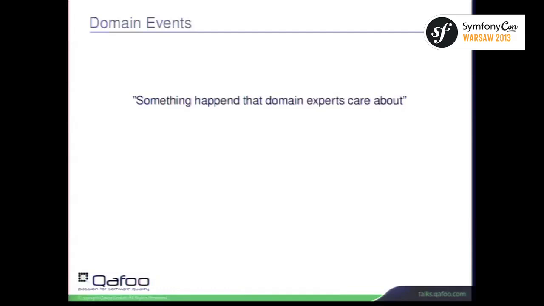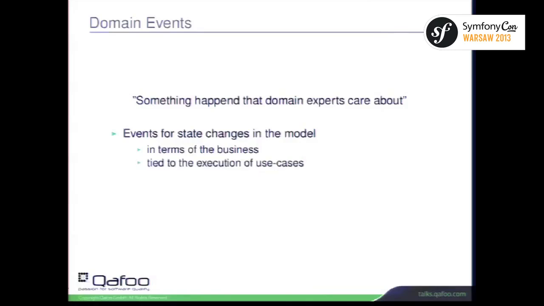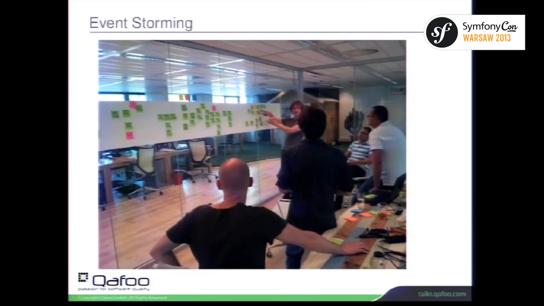So not some event that's happening inside Symfony or Doctrine, but something that actually is useful in the business application that we have. So we have an event, a state change in the model, and it's in terms of the business, and it's tied to the execution of a use case, and we can write it explicitly in code. So instead of having this indirection, we try to make the indirection of using events as explicit as possible. And you can even use a mechanism called event storming to find all the events in your system.